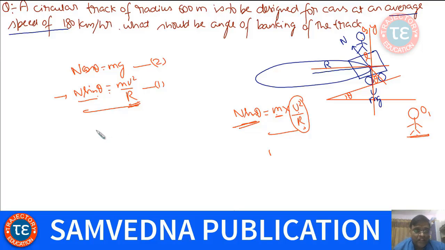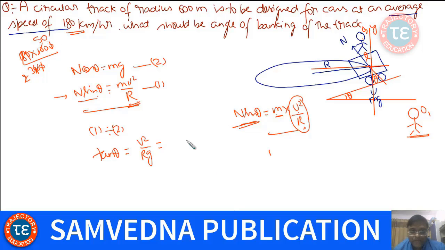Alright, so we can write this as, if I divide 1 by 2, tan theta will be v square by r g. So what is the velocity you need to manage? 180 kilometers per hour. So 180 into 1000 by 3600. This 0 will cancel out. So you need to manage 50 meter per second. 50 square, right?